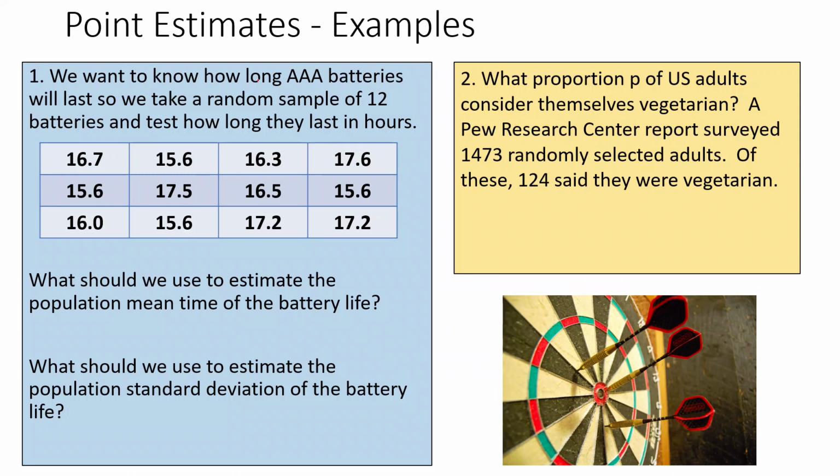So let's see. We want to know how long AAA batteries will last. We take a random sample of 12 batteries and test how long they last in hours. So this is how many hours each of those 12 batteries lasted for. So what should we use for the point estimate for the population mean? Again, this was sample data, and we want to estimate what the population mean would be. Well, we could pick any one of these numbers and say, well, 17.5, that sounds good. Or I can look and be like, well, it looks like there's more 16s than 17s, maybe 16.5 would work better.